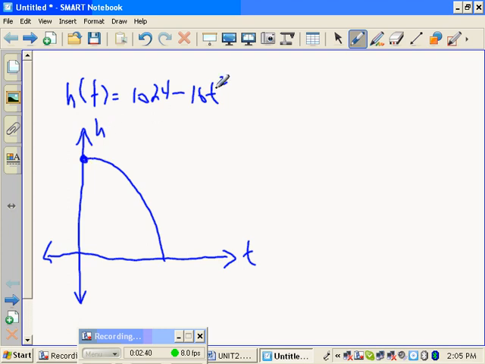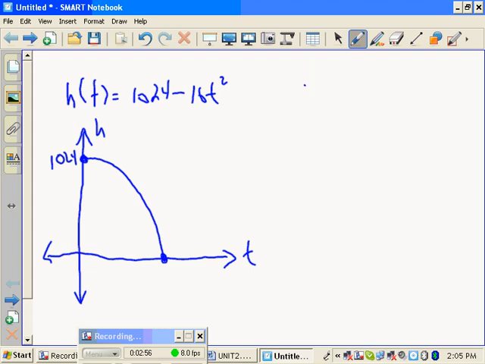So plug in t would be what here? 0, so what do you get? 1024, right. Now how long does it take to hit the ground? What's the t-intercept when h is 0?